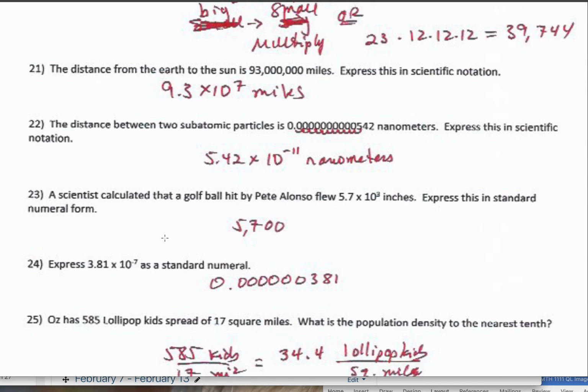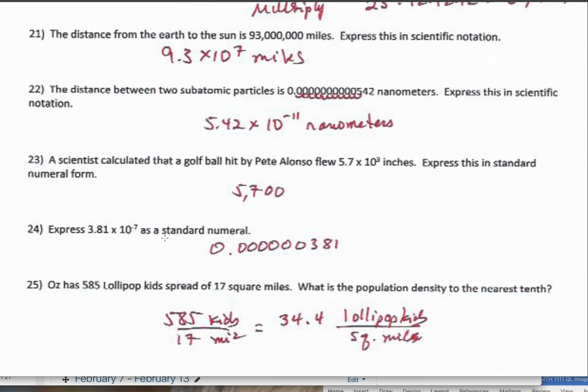A scientist calculated that a golf ball hit by Pete Alonso flew 5.7 times 10 to the third inches. Express this in numeral form. So scientific notation to a numeral, 5.7. The point would be where the comma is now, and move 3 places. Behind the 7 is 1, a 0, and another 0. So 5,700.